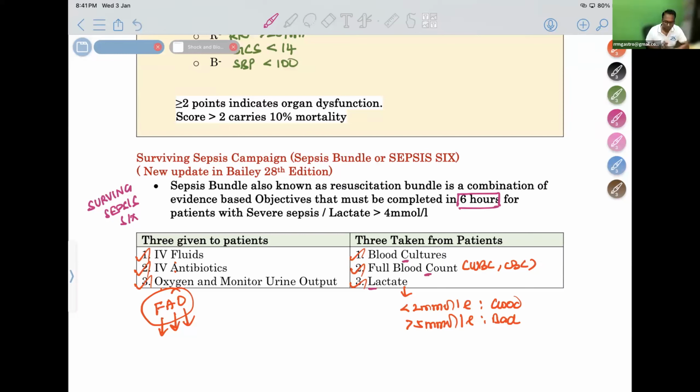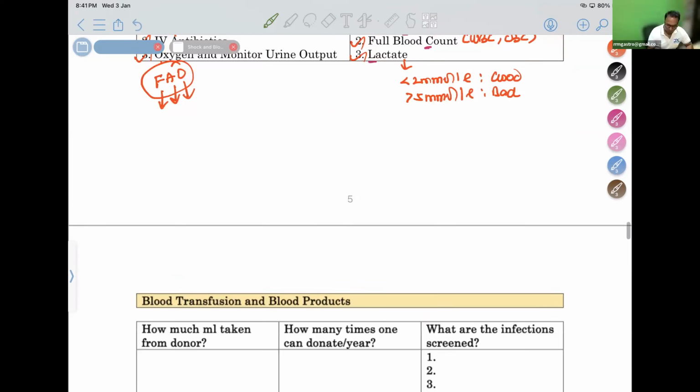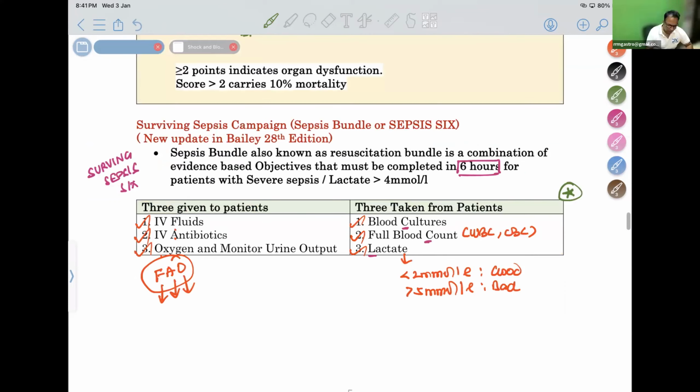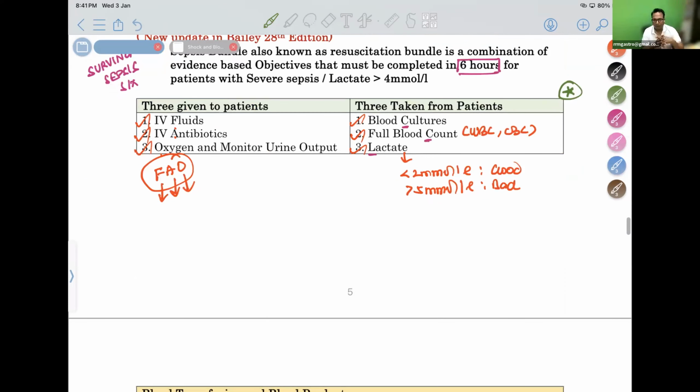If you write this table, definitely you're going to get the highest score in this essay question. The sepsis guideline is a new update in the 28th edition of Bailey. Give 3, take 3. That is the concept of the surviving sepsis guideline. So this is about shock, and this completes shock.